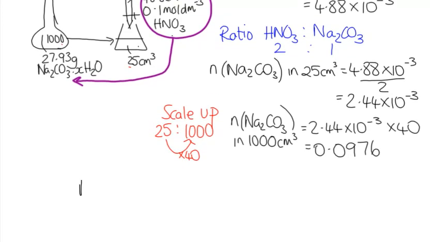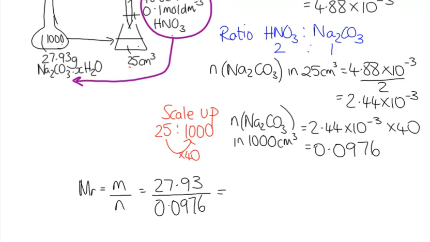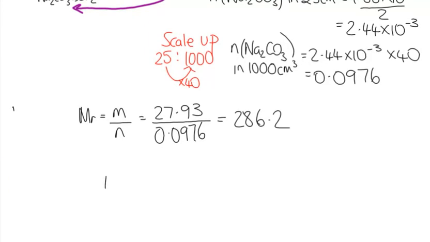We also know the mass. So if mass is Mr times moles, then MR is mass over moles. We know we had 27.93 grams, and that it was 0.0976 moles. So we can work out the MR, and the MR would be 286.2.